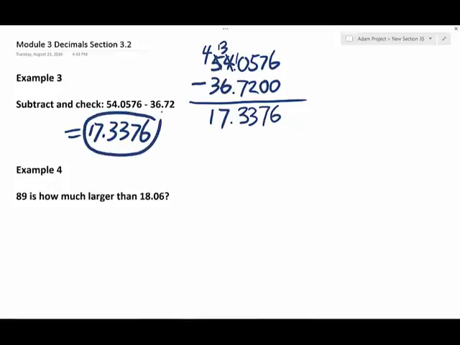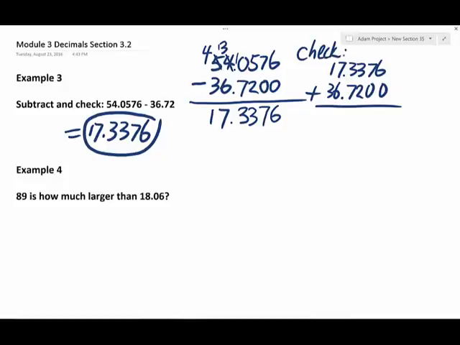Okay, let's take a look at how we check this answer. In order to check this answer, we're basically just adding the answer back with 36.7200. If we get back the original number, 54.0576, then that will make it a correct answer. When we add decimal numbers, we always start with the lowest digit. 6 plus 0 gives us 6. 7 plus 0 is 7. 3 plus 2 is 5.